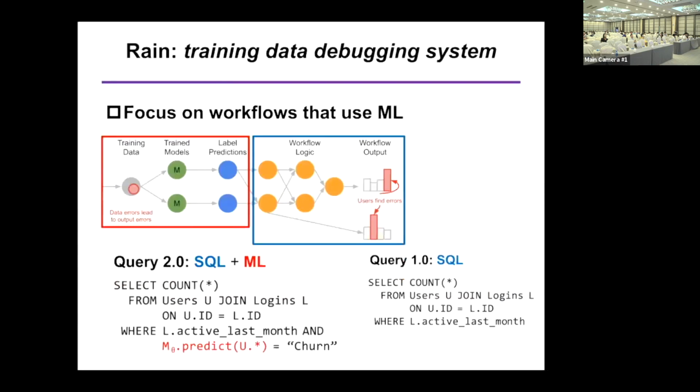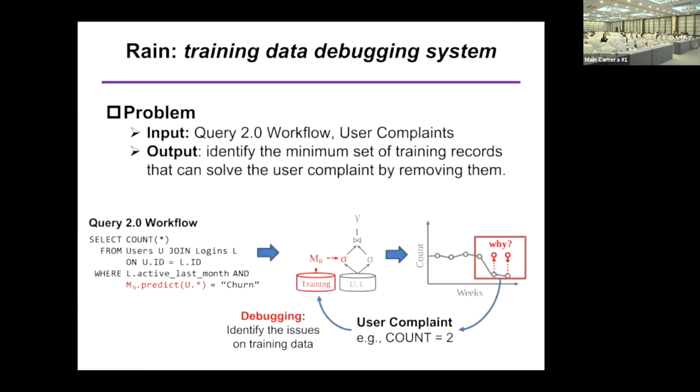So RAIN proposed a Query 2.0. This is SQL plus the machine learning predicates. Based on that, the users can complain about some incorrect results, and RAIN can use something like the influence function to identify the bugging issues in the training data.